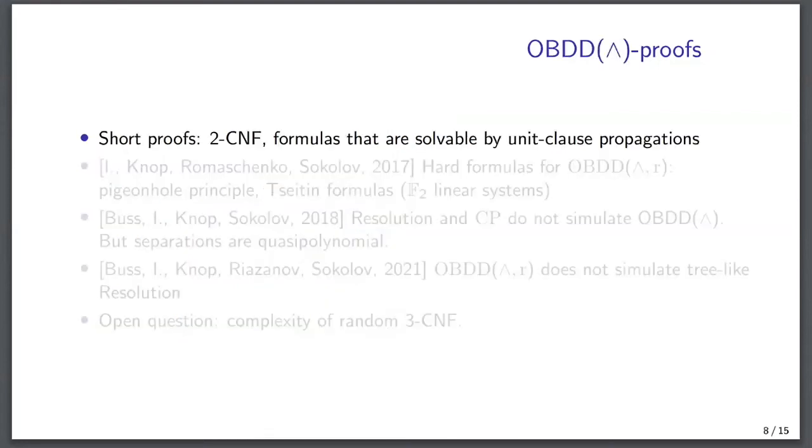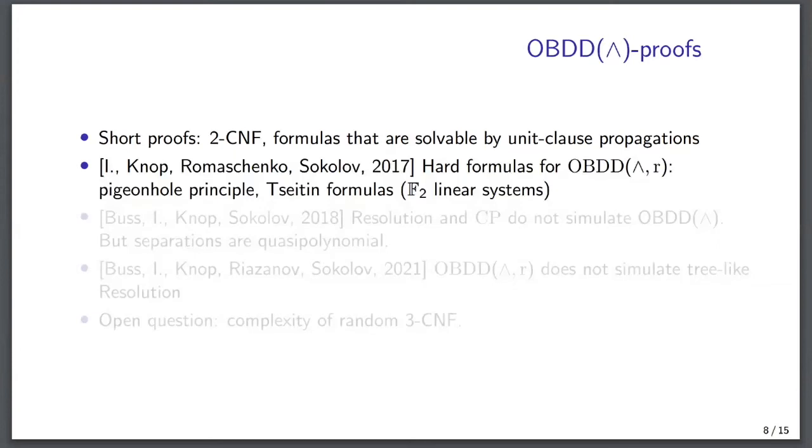Okay, first of all, let's consider a very simple proof system that consists of only one conjunction rule. This is not too powerful a proof system, but it's rather reasonable. For example, it has short proofs for unsatisfiable 2CNFs, for formulas that are solvable by unit clause propagation, and so on. Several years ago, we proved that even if we add to this proof system the reordering rule, then the pigeonhole principle and Tseitin formulas are hard for this proof system.